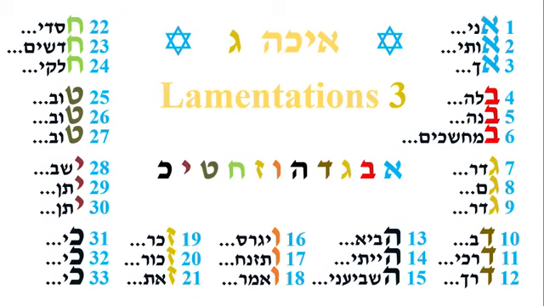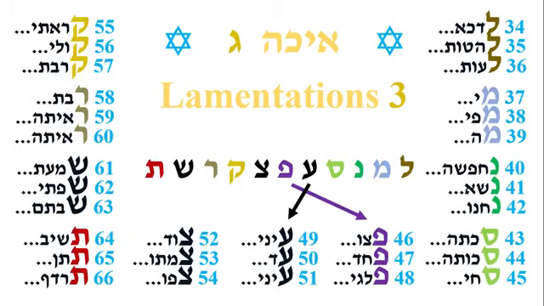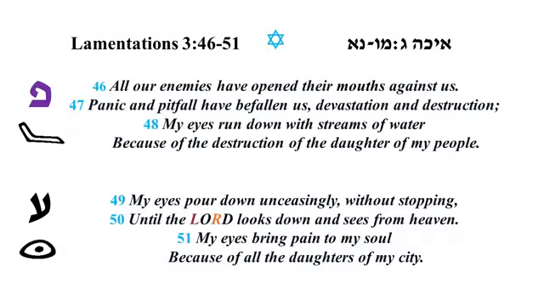In chapter 3 of Lamentations, it does it again, except here there's 66 verses. The first 3 are Aleph, then 3 are Bet, then 3 Gimel, then 3 Dalet. And when you get down to verses 46 through 51, he's got them backwards. He has 3 pays before 3 ayins. And if you look at the verses, enemies have opened their mouths against us. And then they talk about, my eyes run down with streams of water. My eyes pour down unceasingly, until the Lord looks down and sees from heaven. My eyes bring pain to my soul. You have speaking before seeing.